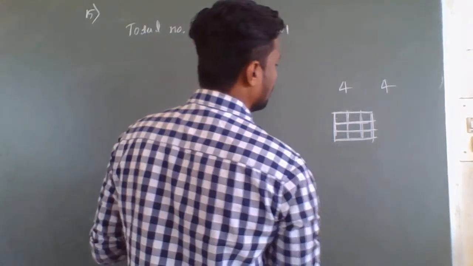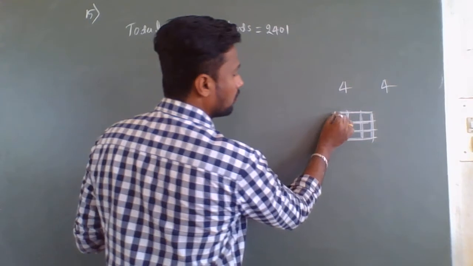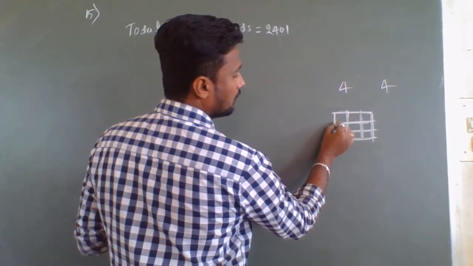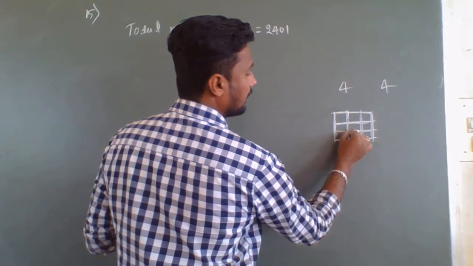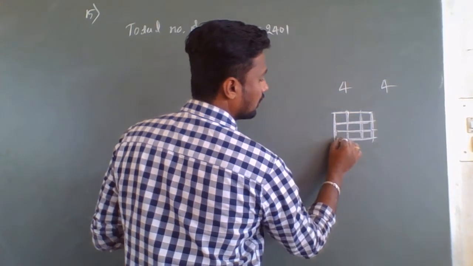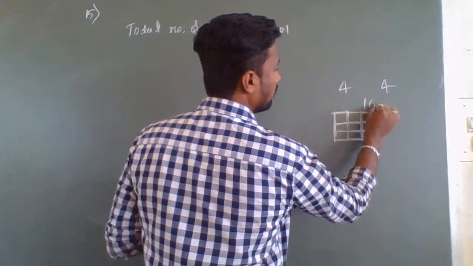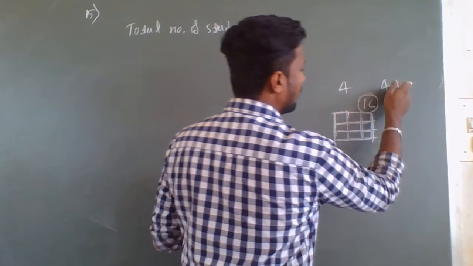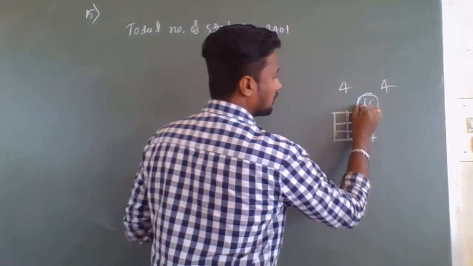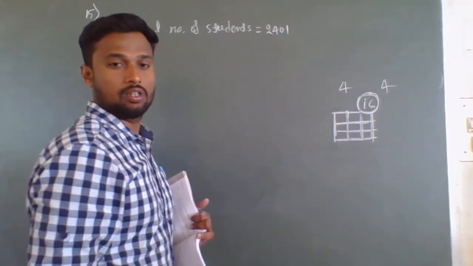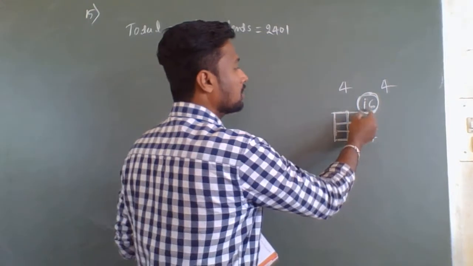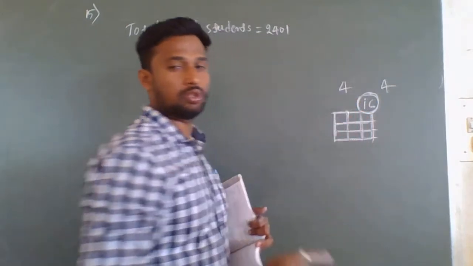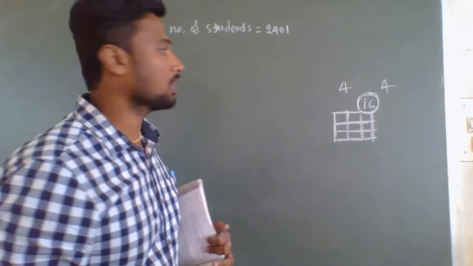Now you can see how many students will stand here. 1, 2, 3, 4. Like this only, 5, 6, 7, 8, 9, 10, 11, 12, 13, 14, 15, 16. It means there will be 16 students if there are 4 rows and 4 columns. So 16 is a square number. As you know, 16 is a square number because when you multiply 4 into 4, you get 16. Therefore, 16 is a square number.